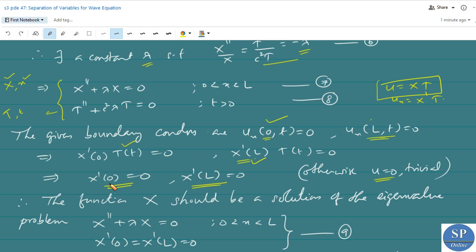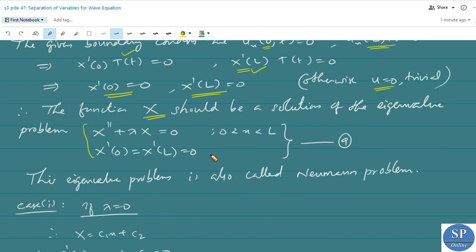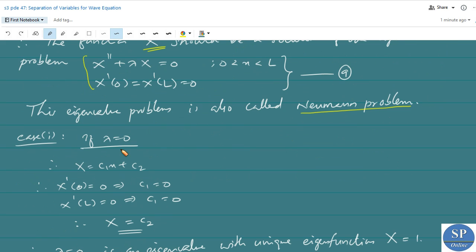Okay, so we have X dash of 0 equal to 0 and X dash of L equal to 0. Therefore, the function X should be a solution of the eigenvalue problem X double dash plus lambda X equals 0 along with the boundary conditions X dash of 0 equal to 0 and X dash of L equal to 0. Clear? Okay. So this eigenvalue problem is also called the Neumann problem. Now we are considering three different cases for lambda, as in the case of the heat equation. So first we are considering lambda equal to 0, that is, we are considering the zero eigenvalue.